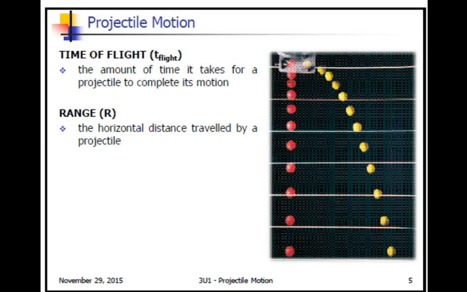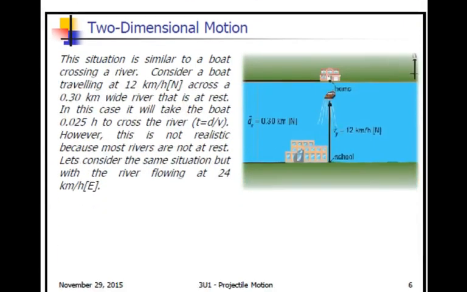If you came from a math class, you might be thinking range is the domain. Domain is the x and range is your y values. Here we're talking about horizontal range. It's the horizontal distance traveled by a projectile. Just make sure you note the difference.